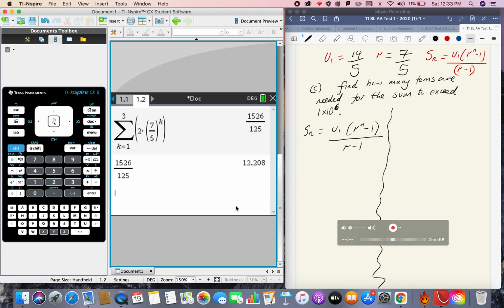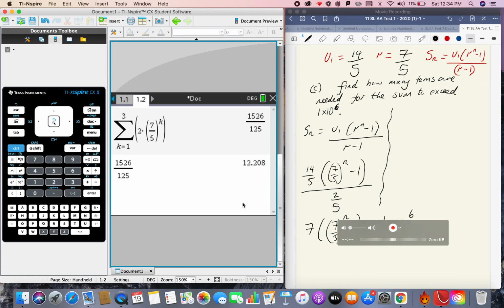So let's substitute everything in. U of 1 is 14/5 times r, 7/5, to the power of n, and then subtract 1. And on the bottom, I'm going to do r minus 1 altogether. So 7/5 minus 1 is 2/5. Okay, so there's the summation. 14 fifths divided by 2 fifths is actually 7, so this simplifies to 7 times 7 fifths to the n minus 1. And we need that to be bigger than 1 times 10 to the 6.